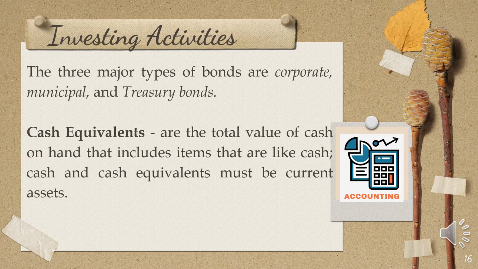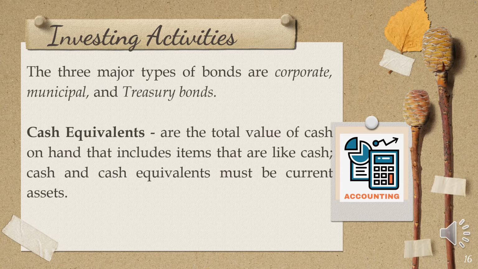Municipal bonds are issued by a city, town, or state to raise money for public projects such as schools, roads, and hospitals. Unlike corporate bonds, the interest you earn from municipal bonds is tax-free. There are two types of municipal bonds: general obligation and revenue.